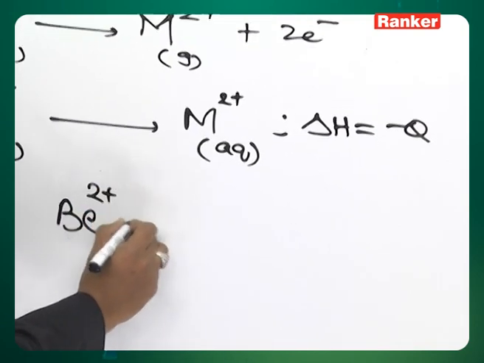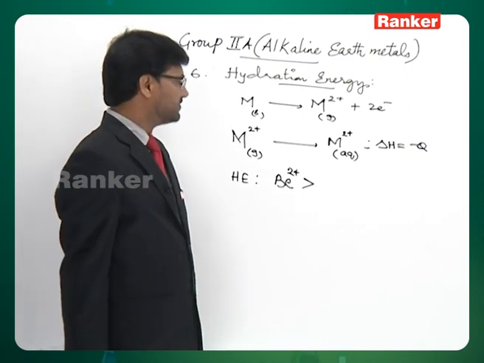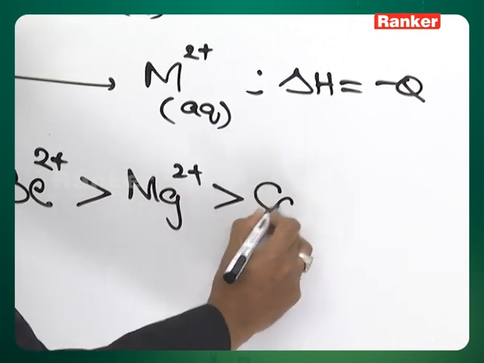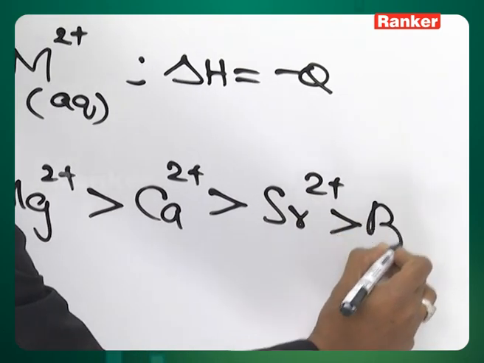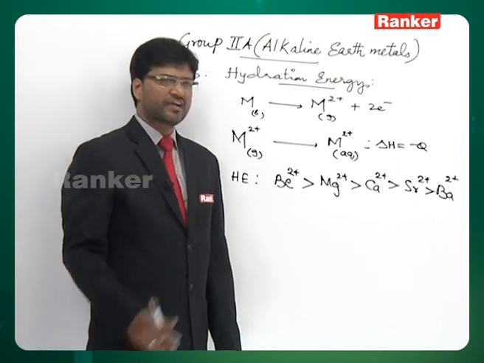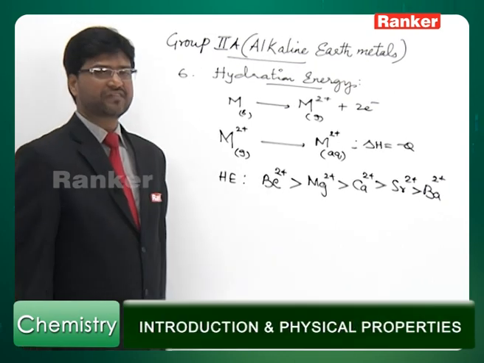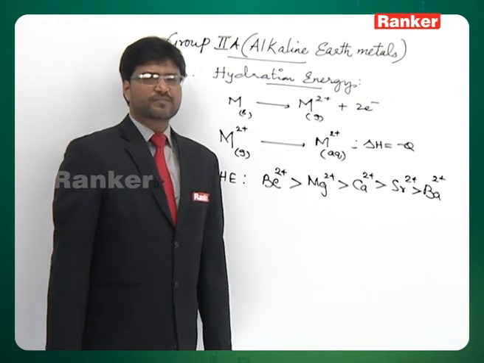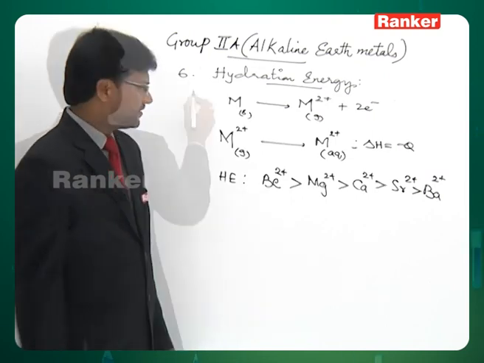Be2 plus is the smallest. That's the reason why hydration energy of beryllium is maximum. Then comes magnesium, then calcium, then strontium, and at the end you have barium. So there is a regular decrease in the hydration energy as you move from beryllium to barium cation. That's about hydration energy. Hydration energy decreases on descending down the group. It is because of the increase in the size of the ion and a corresponding decrease in the charge density.